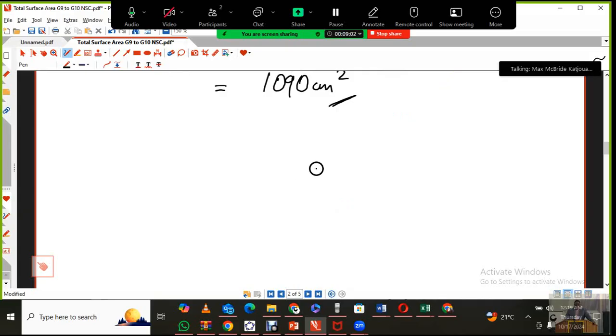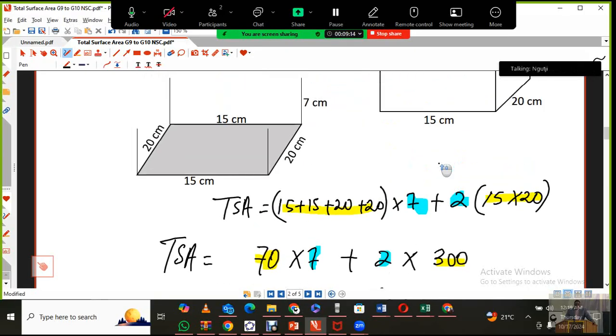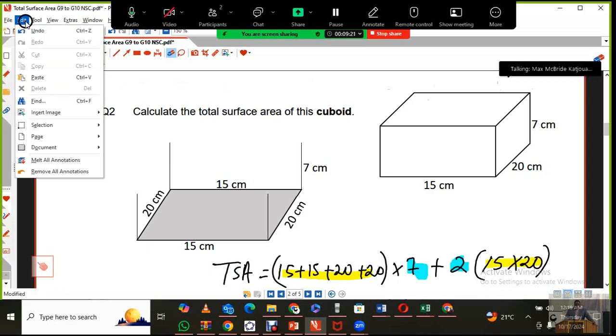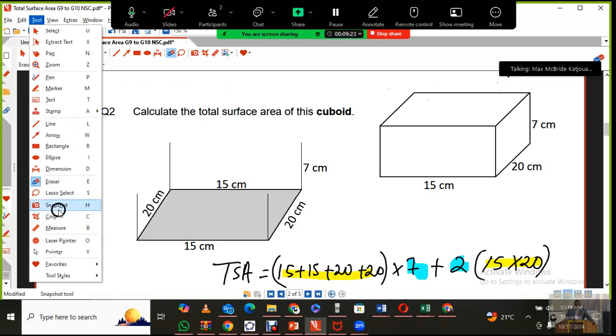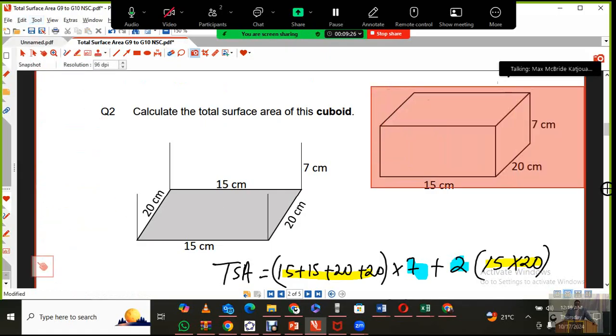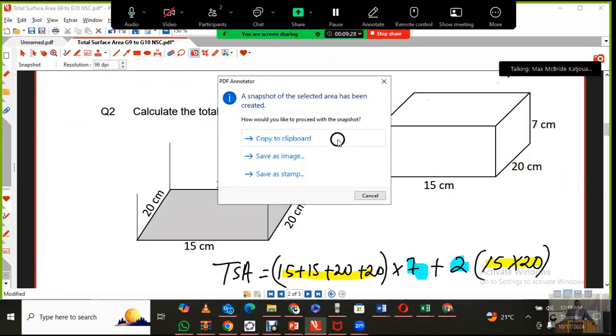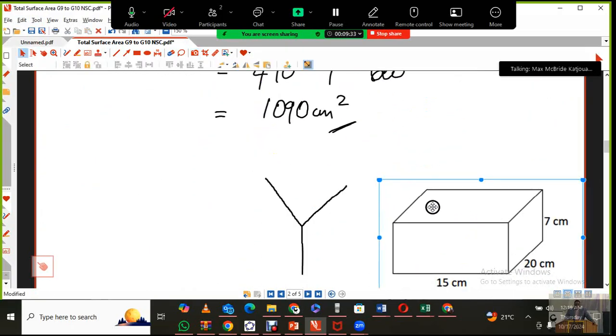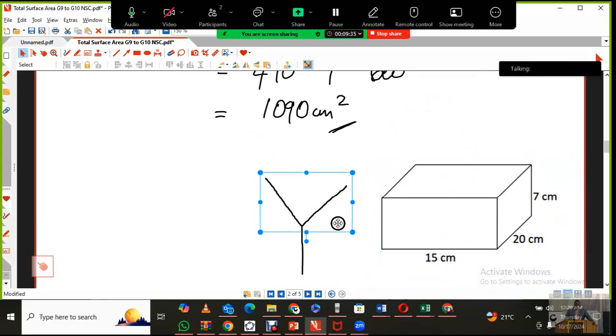For a cuboid, you make yourselves a Y, like so. Yeah, like so. Are we together? Let me just bring this cuboid. You just bring it so you can follow what it is that I'm doing. I'm just going to take a little snapshot of this cuboid. Then you'll have an idea what I'm going to do with my Y. Okay.